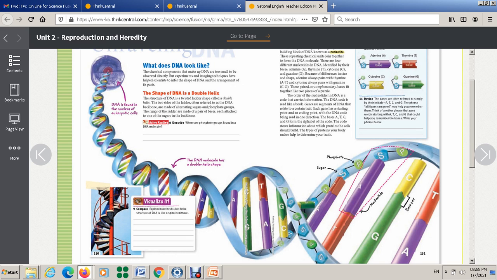This is the DNA here, and how it's made up of phosphate, sugar, and this here is adenine. The other strand, if you look at the DNA, they are two strands, okay. The backbone of this strand here is made of alternating sugar and phosphate groups. The rungs of the ladder are made of pairs of bases, as you see.